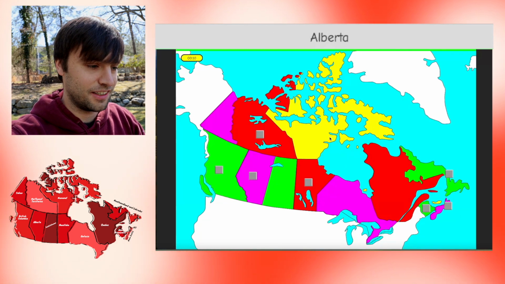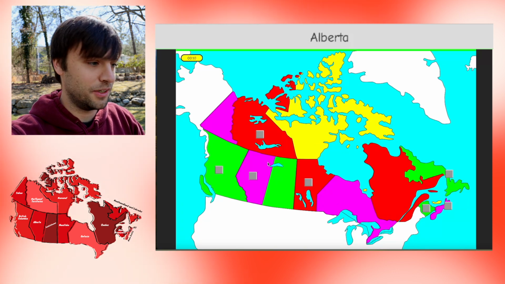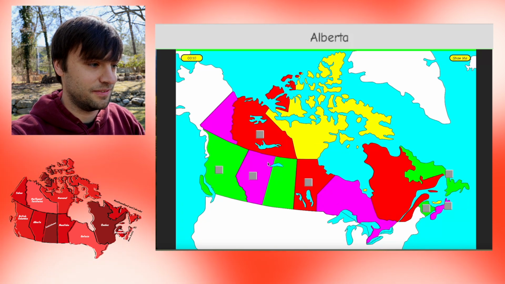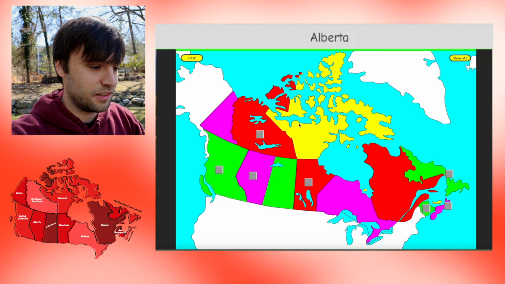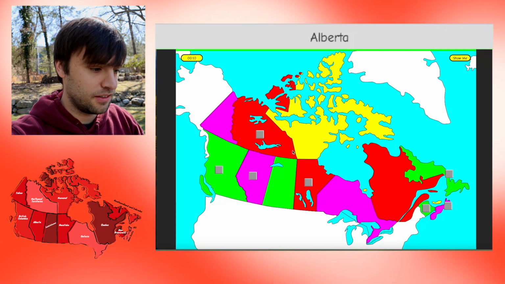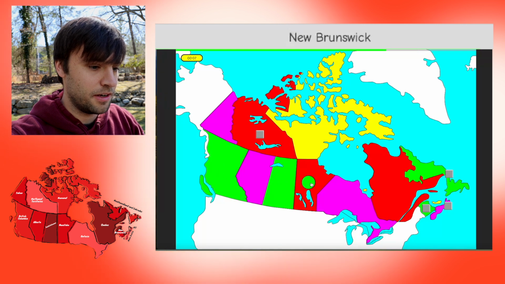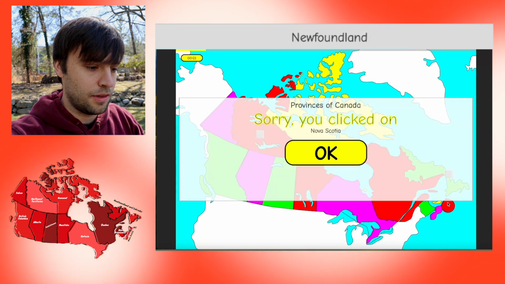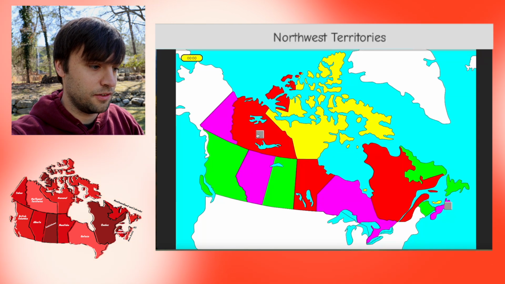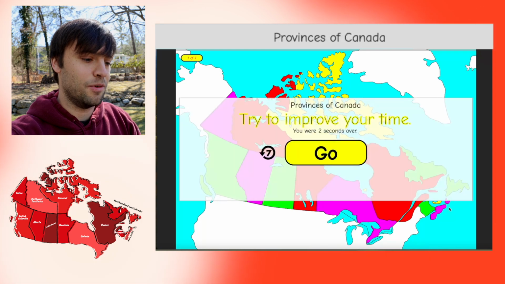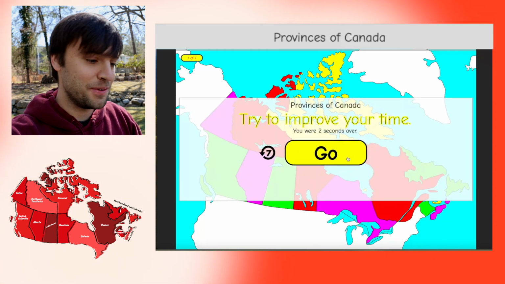All right, I'm still 3 seconds over, so I'm going to have to really rush in. Okay, take a deep breath, we got this. Alberta, British Columbia, Manitoba, New Brunswick, we have, no, that's not Newfoundland, I knew that. Newfoundland, Northwest Territories, and I'm over time. We're going to get this, we're going to do this.